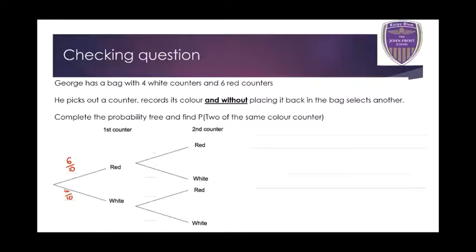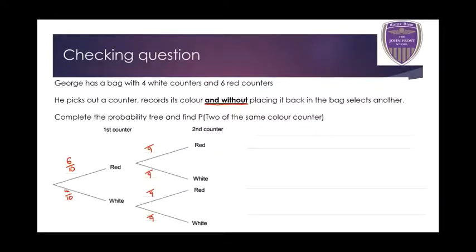Now, the key part of this question was that he picked a counter and he did not place it back in the bag. Okay, so let's think about this. If we had 10 counters and he has taken one out, how many counters are going to be left? Well, there's only going to be 9 left. So all of these outcomes that follow can only be out of 9 because we've taken one counter out.